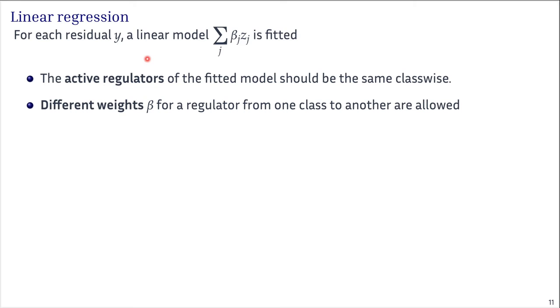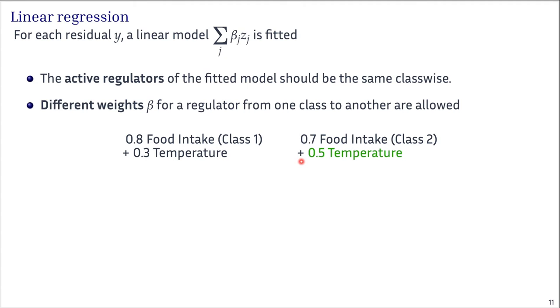Reminder, we want to predict the residuals Y by using a weighted combination of systemic regulators. Just a few guidelines that we ensured before going to the fitting. We want the active regulators of the model to be the same class-wise. Only the magnitude of the weights can be allowed to change from one class to another. For instance, if I have the following model for mouse class 1, then this one is not allowed for mouse class 2, but this one is.